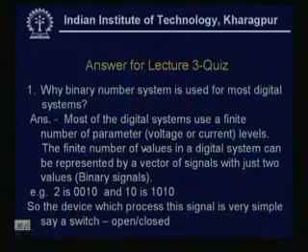Now, as we know, most digital systems use a discrete number of parameter levels, say voltage levels or current levels, and the finite number of values in a digital system can be represented by a vector of signals with just 2 values. That is the binary signals, which can be represented by a string of 0 and 1, like 0 0 1 0, or 1 0 1 0, and the device which processes this signal is very simple to implement, say a switch, either 0 or 1, meaning switch on or switch off, or open or closed. So, that is why the binary number system is mainly used for most digital systems.